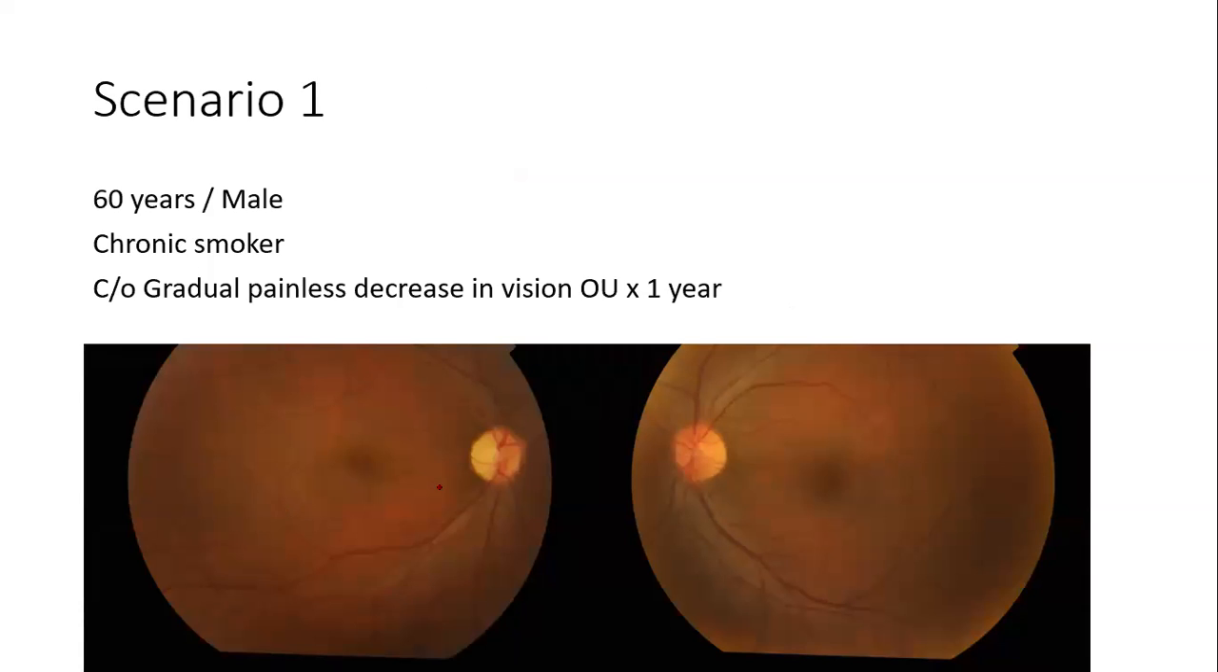And lastly, we'll see this scenario here. A 60-year-old male who is a chronic smoker complains of gradual, painless, progressive loss of vision over 1 year. And you get a fundus appearance like this. So what is the diagnosis? Consider visual acuity is 6/12 in both eyes.